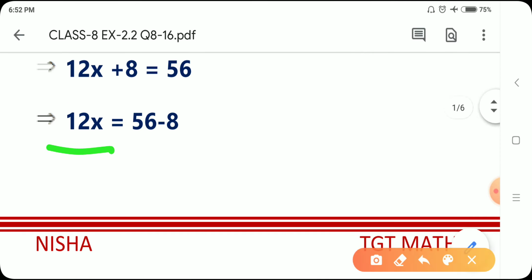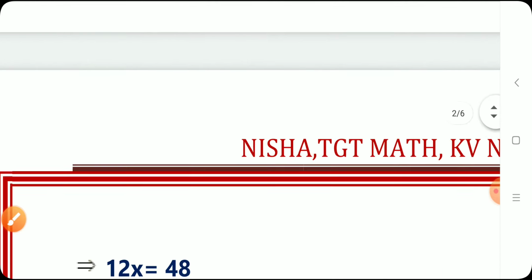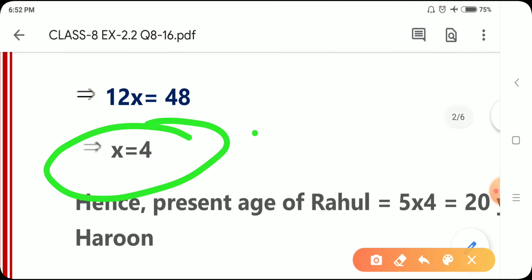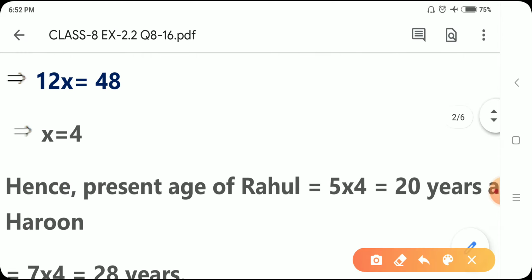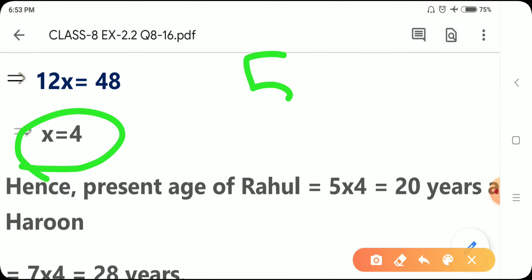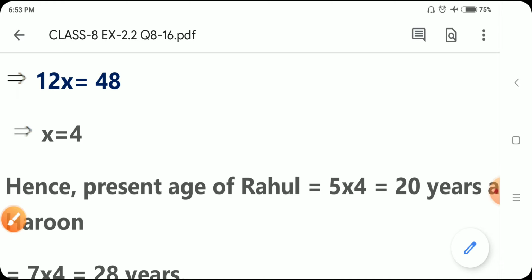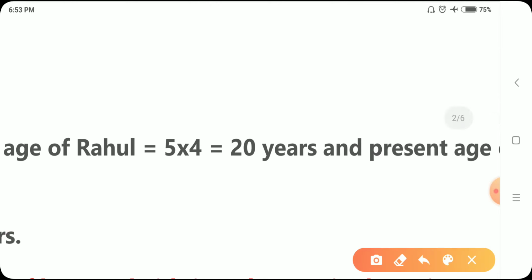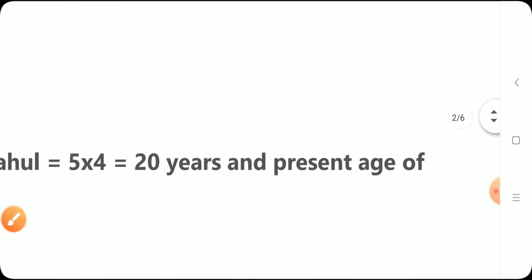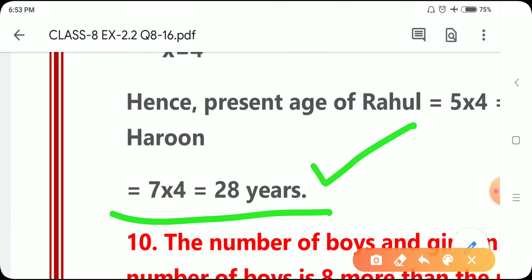Now 12x equals 56 minus 8, and when you solve it you get x equals 4. Putting x equals 4 in 5x and 7x gives the answer. The age of Rahul becomes 5 into 4, which is 20 years, and the age of Harun is 7 into 4, which is 28 years. So the present age of Harun will become 28 years.